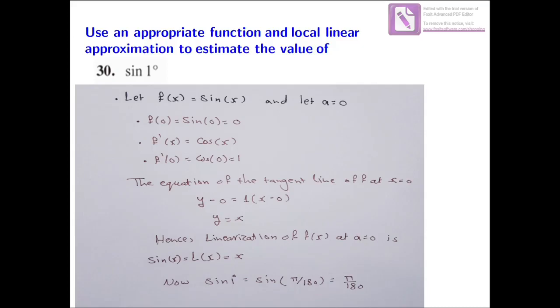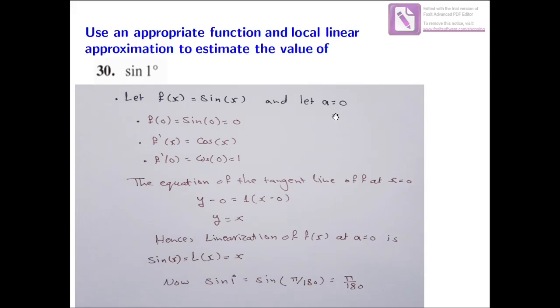Then we have another exercise, which is number 30. Use an appropriate function and local linear approximation to estimate the value of sine 1. So here we need to find a function which is f(x). We need to find also a. Since we have sine 1, if we let our function f(x) equal sine x, because here we have sine 1, so we need to evaluate sine at any value. So we will choose that f(x) is equal to sine x.